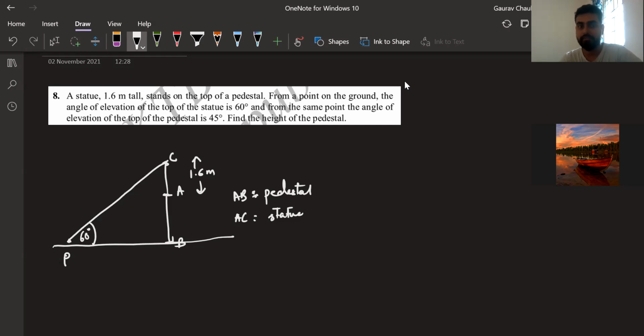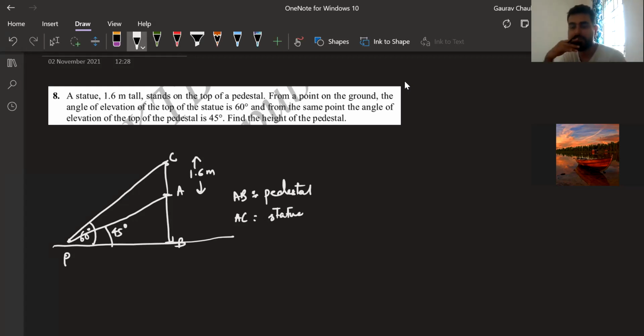From the same point, the angle of elevation of the top of the pedestal, whatever the word pedestal means, is the same thing which is here. So the top here, which we're talking about, is the top of the pedestal. Pedestal is basically like a stand or something, like a height. Anyhow, you figure out the meaning, I'm not getting into that. We don't need it. So this particular angle is 45 degrees. Find the height of the pedestal.